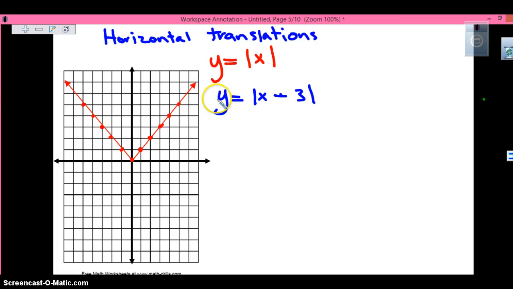So we're going to graph some horizontal translations of y equals the absolute value of x. If we have to graph the translation y equals the absolute value of x minus 3, this means we're translating 3 units to the right. And there's a minus sign that means we move to the right that number of spaces. So we will go 1, 2, 3. And it's the same shape in a different position.